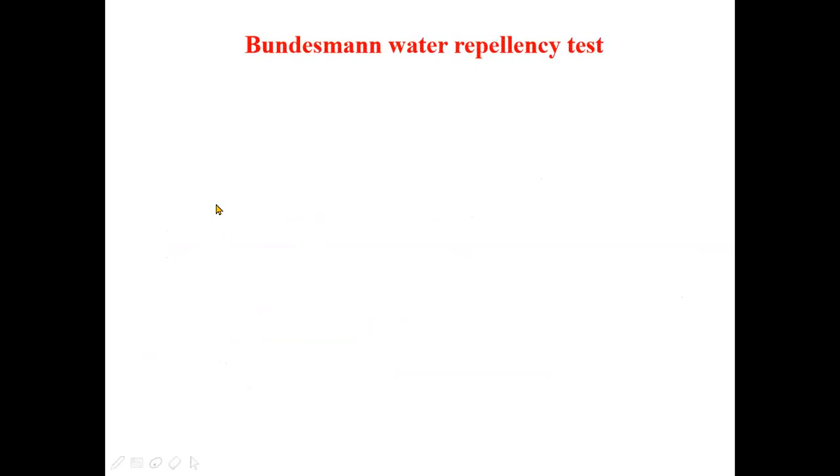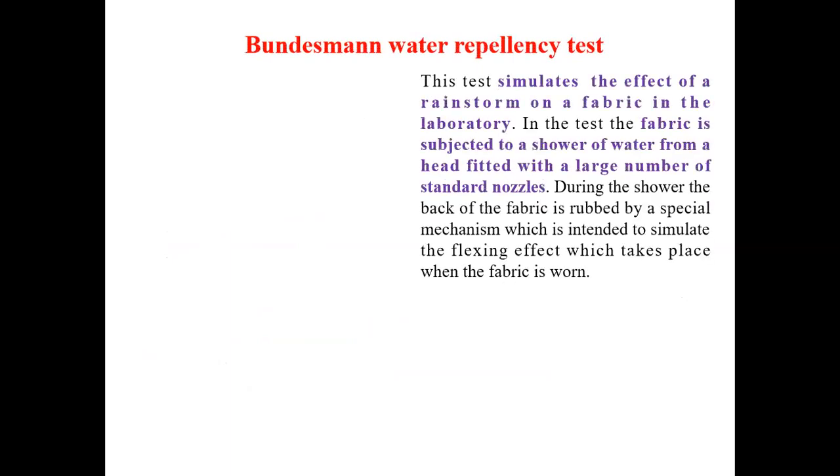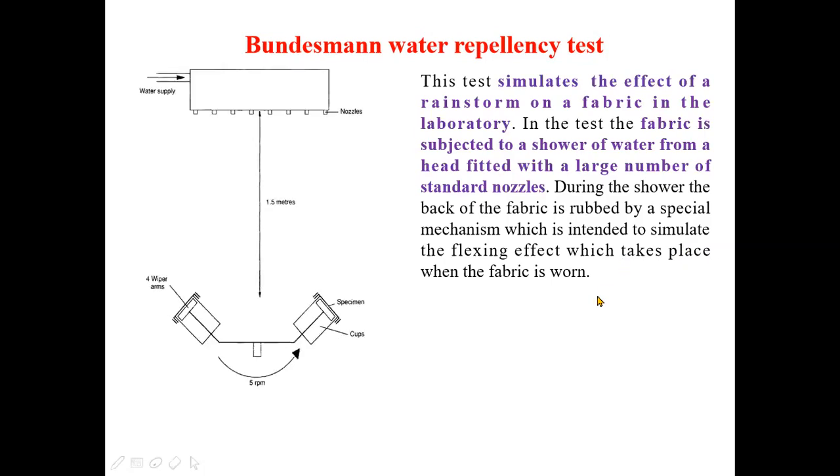Now the Bundesmann water repellency test. This test simulates the effect of a rainstorm on the fabric in the laboratory. In this test, the fabric is subjected to a shower of water from a head fitted with a large number of standard nozzles. During the shower, the back of the fabric is rubbed by a special mechanism which is intended to simulate the flexing effect which takes place when the fabric is worn.